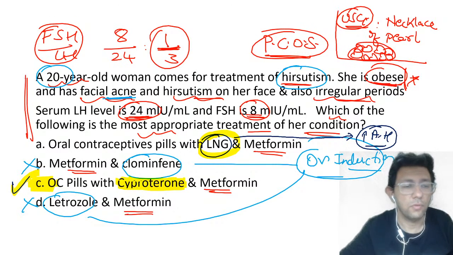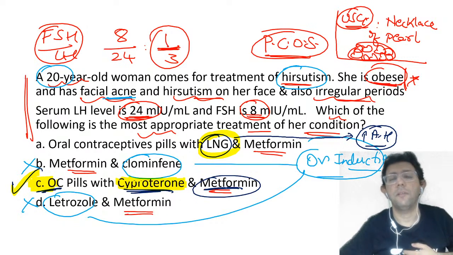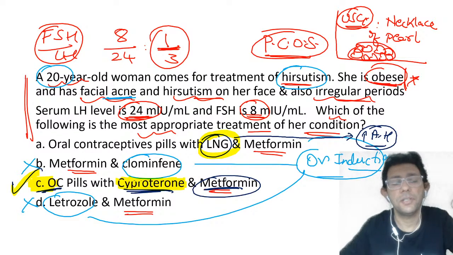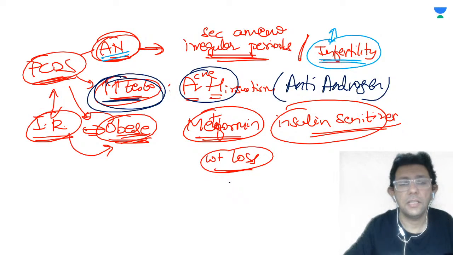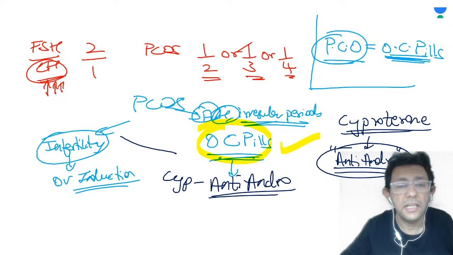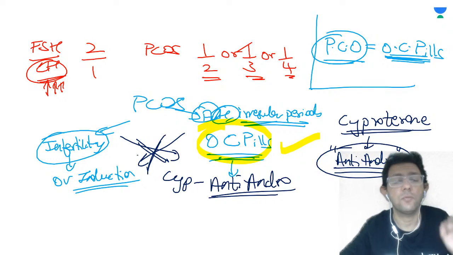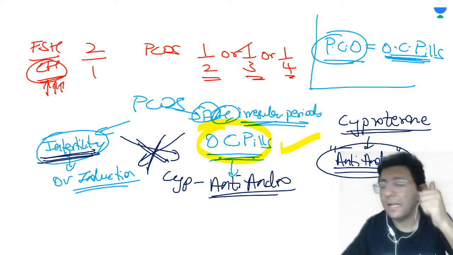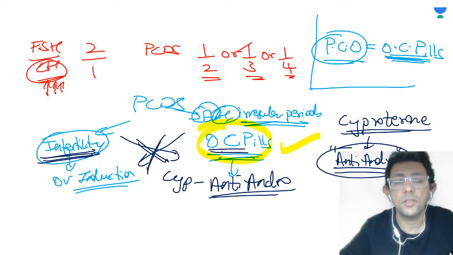So the best answer over here is option C, OC pill with cyproterone along with metformin should be given to the patient. Very, very important clinical diagnosis, please make it and then choose the best. And lastly, one very important take home message: please do not interchange the treatment. That is not acceptable. That means, when the patient comes to you with infertility, at that time please don't give her OC pills.